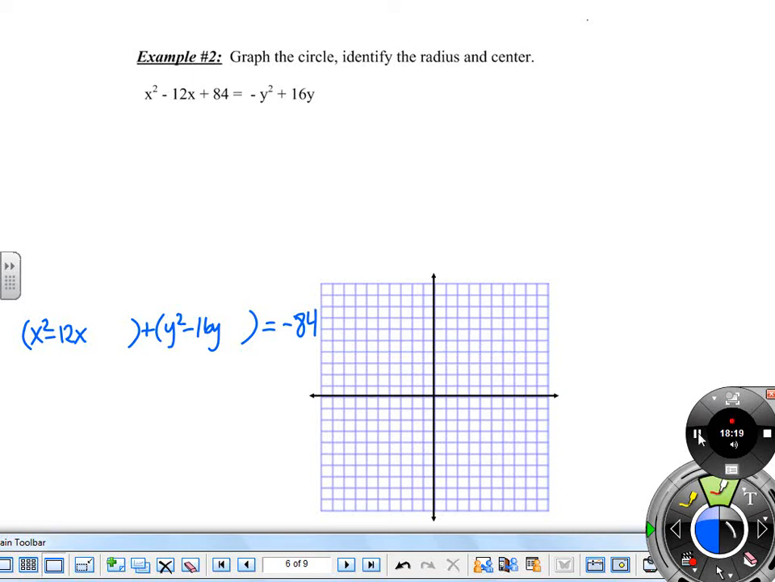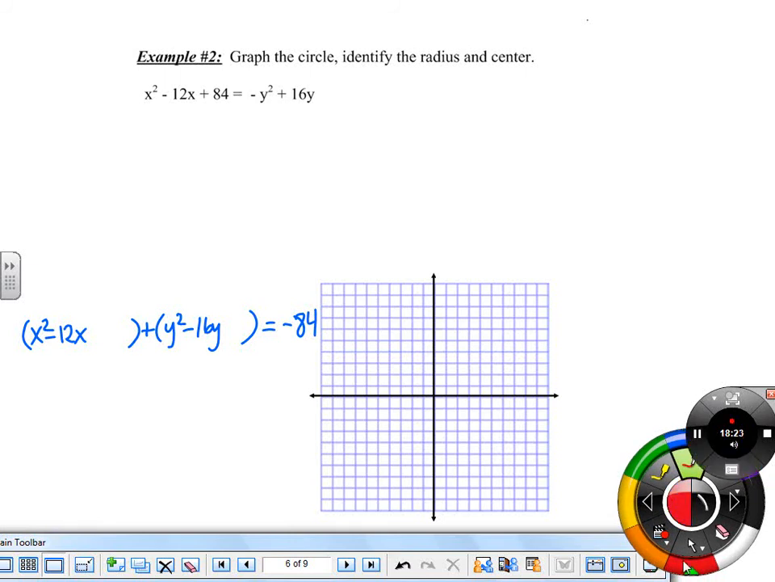Okay, let's see. New volunteers. Tell me how you went and completed the square. Allison? We would do b divided by 2 and then square it. Okay. So the first one it would be 12 divided by 2 and square it, which would be 36. Good. So 36. Okay.